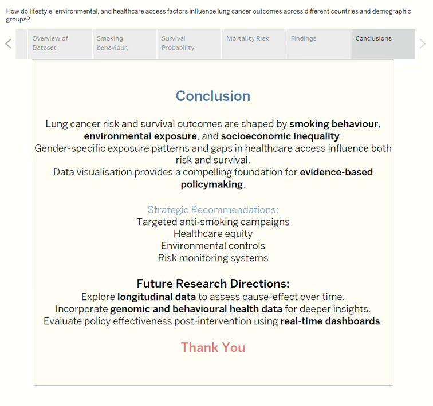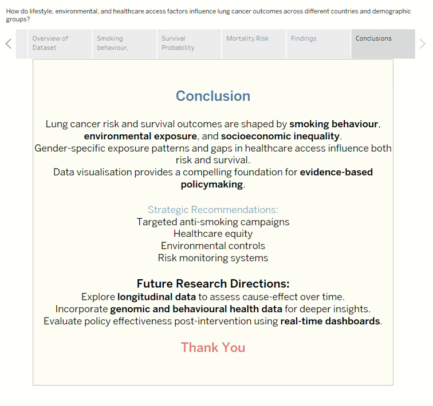Now let's move into the conclusion. In conclusion, this analysis has shown that lung cancer outcomes are not determined by biology alone, but also by complex social, behavioral, and environmental factors. We identified clear gender differences in smoking and passive exposure, as well as disparities tied to socioeconomic status and access to care. Based on these findings, several recommendations have been proposed.